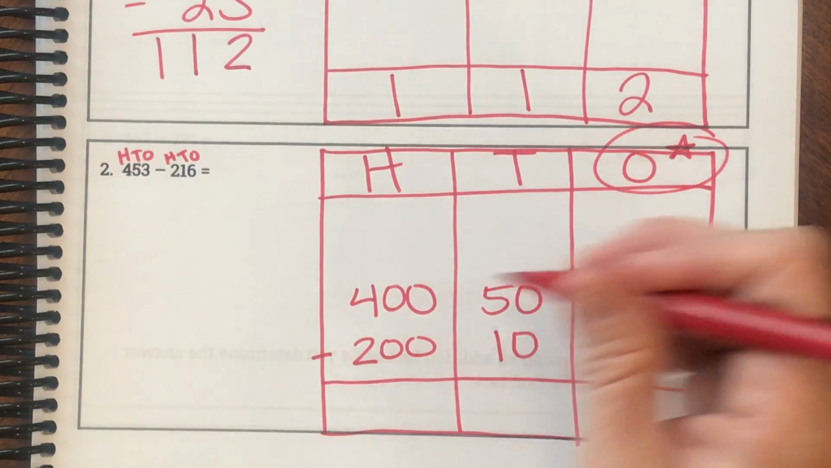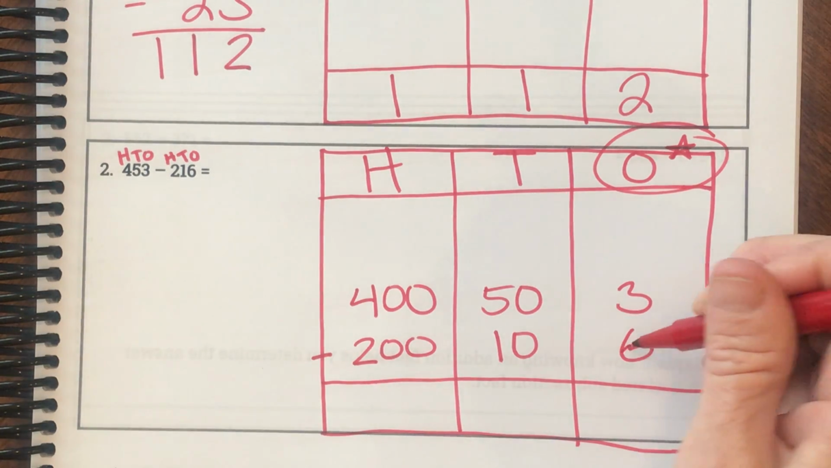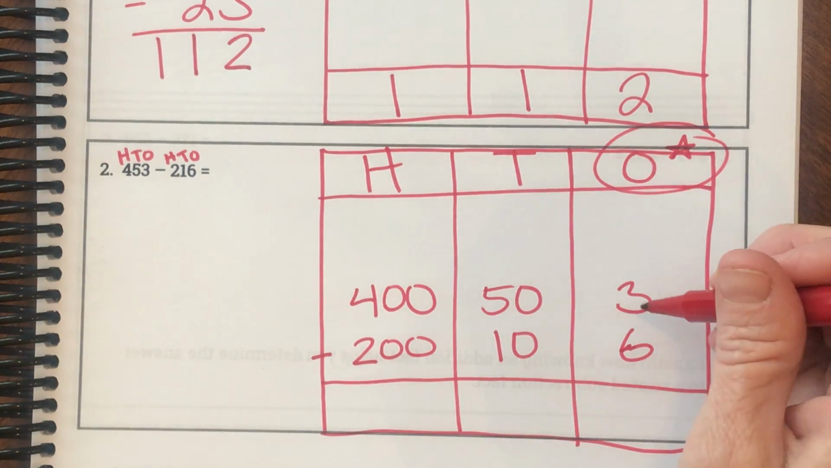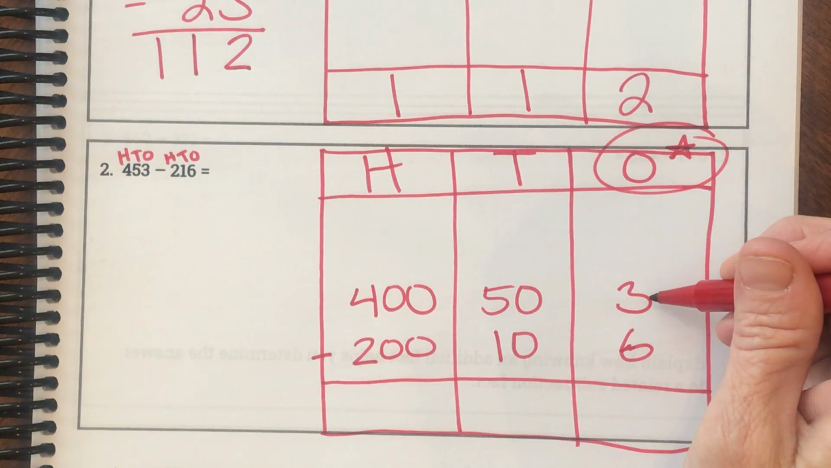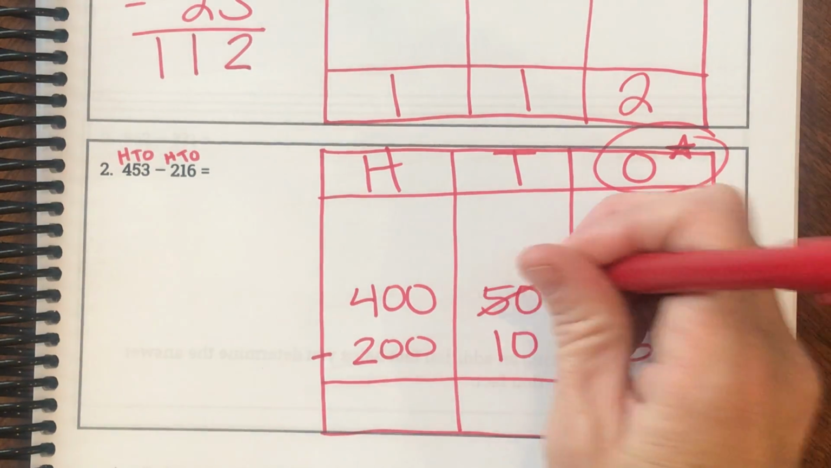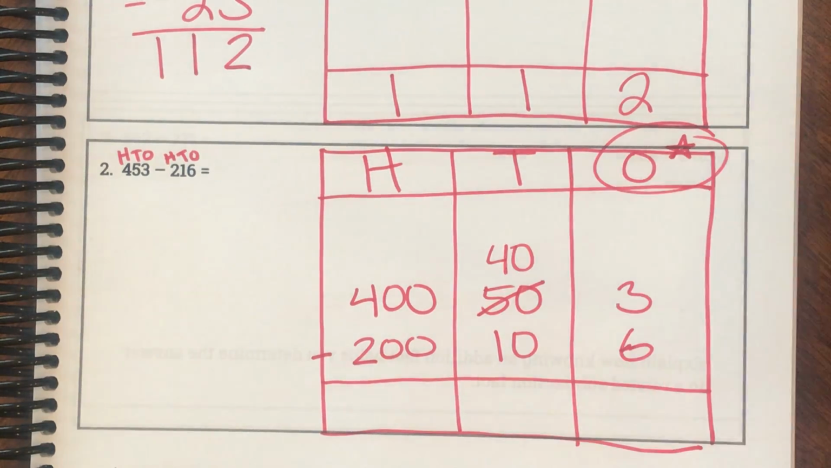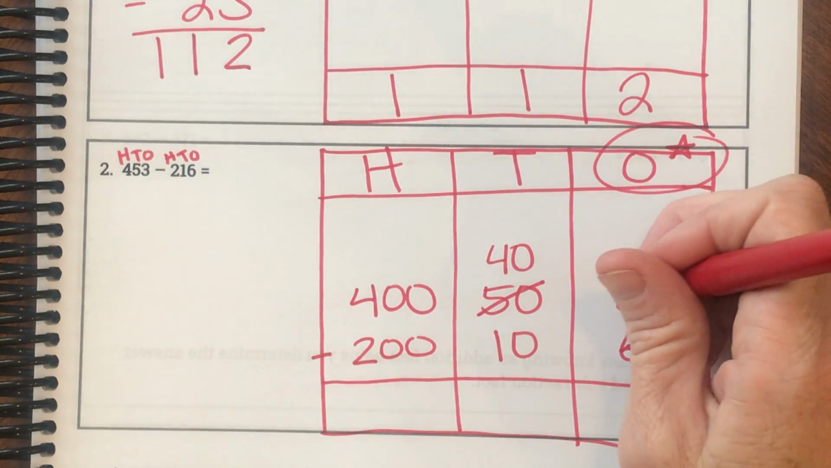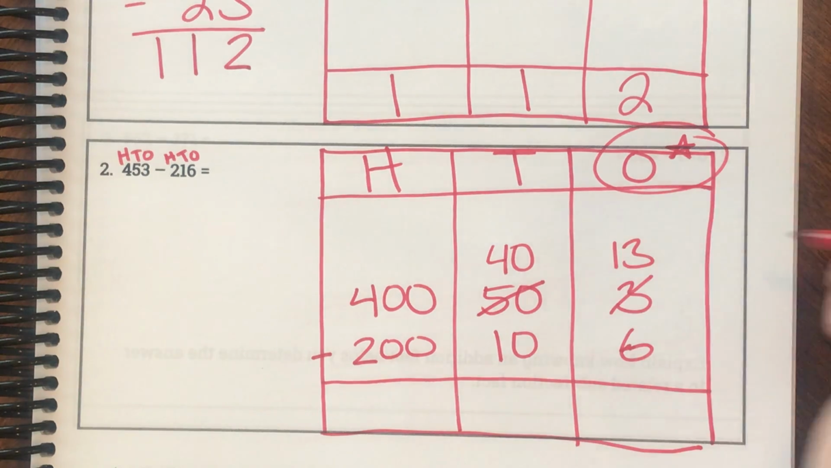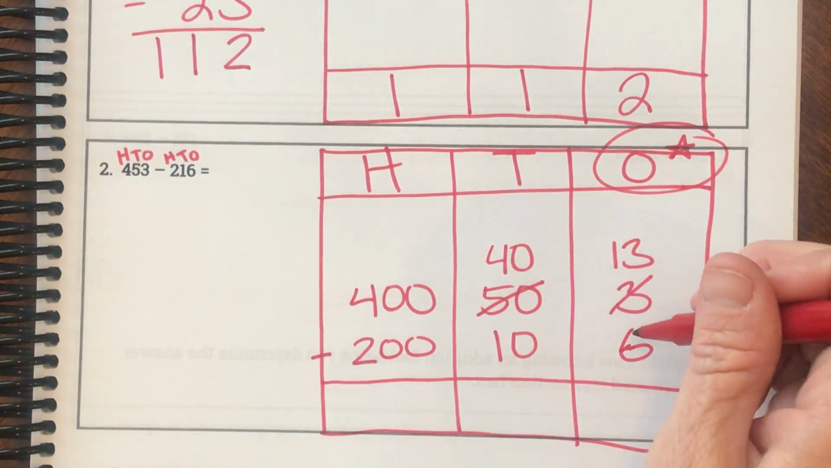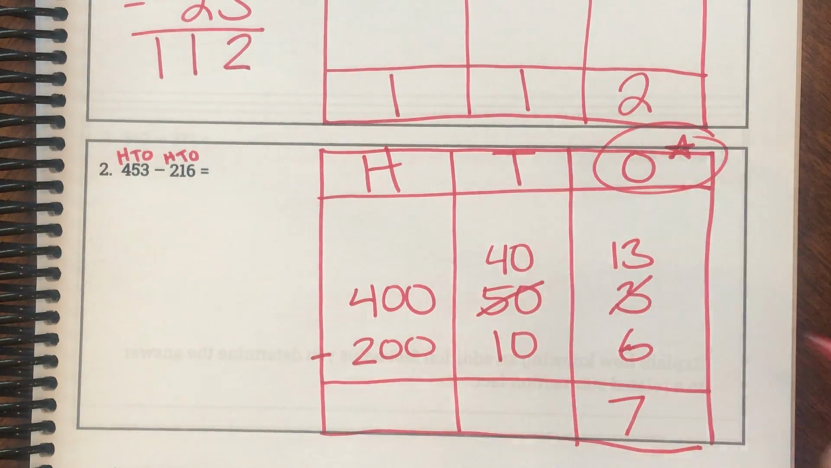So if I have 3 ones, subtract 6 ones, I can't do that. I can't take something bigger away from something smaller. So I'm going to regroup a 10. So if I take 1 ten away, I'm left with 4 tens, which is 40. And I'm going to add that 10 here. So instead of 3, I have 13. So 13 subtract 6 is 7.